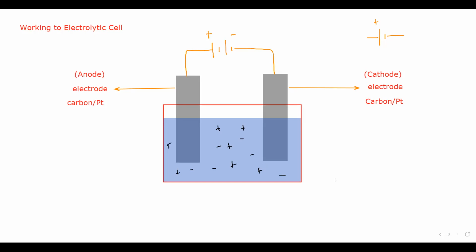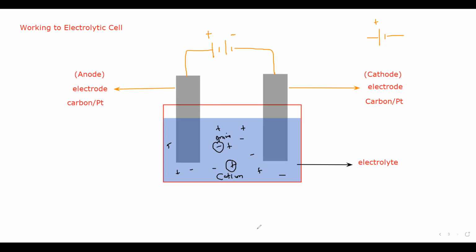The solution itself is known as electrolyte, and these charges have specific names. The positive charges, because they tend to attract towards the cathode, are known as cations, and the negative charges are known as anions.